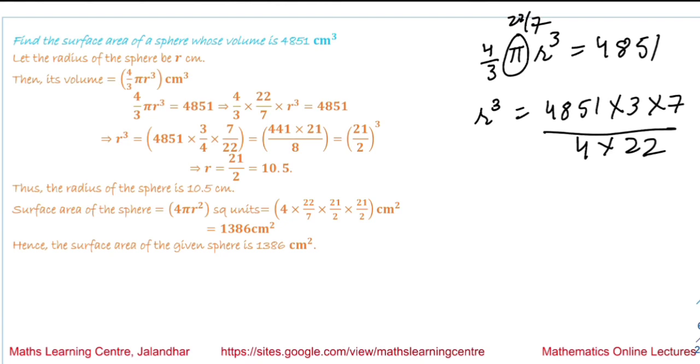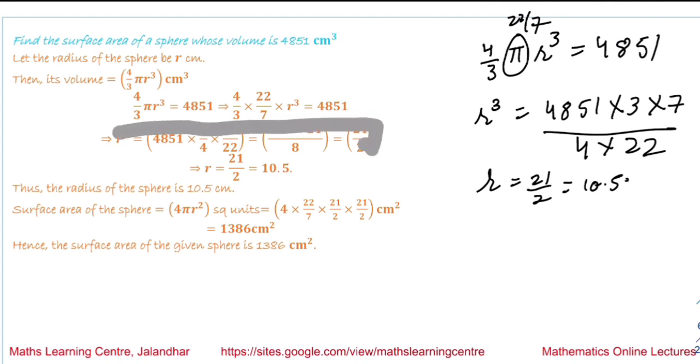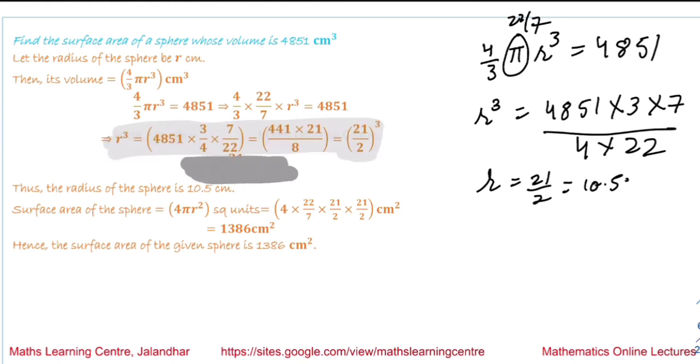When you solve this value, you will get r is equal to 21 by 2, which is 10.5. The calculations for solving this are shown over here. We are multiplying these values, and the total answer we get is 21 cube over 2 cube. Then we take the cube root on both sides, and we get r is 21 by 2, that is 10.5.